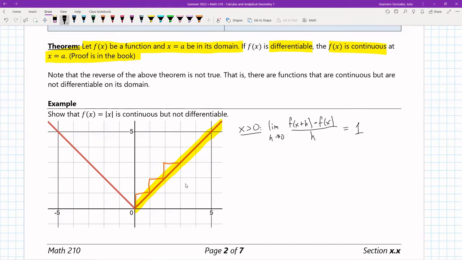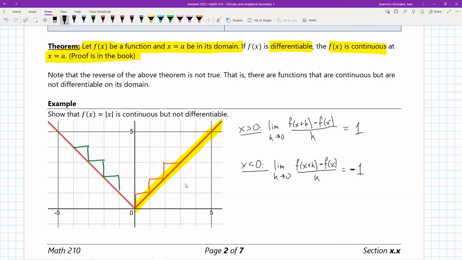But now let's take a look at the same idea, but for x less than 0. If we do the limit as h approaches 0 of f of x plus h minus f of x all over h, we see that this is now equal to -1. And that is clear from the graph. We go over 1, down 1, over 1, down 1, over 1, down 1. And if you remember from the properties of limits, right?